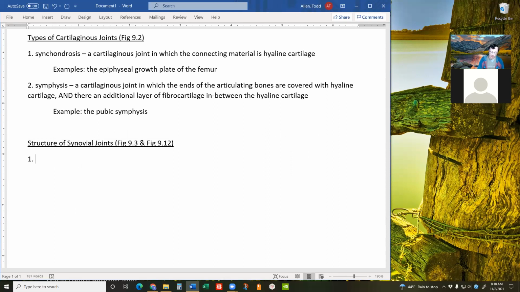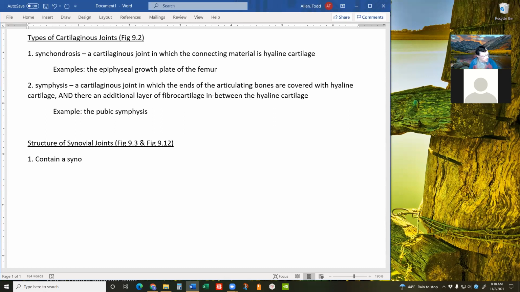A synovial joint is a synovial joint because it has this space called the synovial cavity. That synovial cavity is itself filled up with a type of fluid which provides lubricating properties to the bones that are rubbing up against each other. That lubricating fluid is called synovial fluid. So synovial joints contain a synovial cavity.